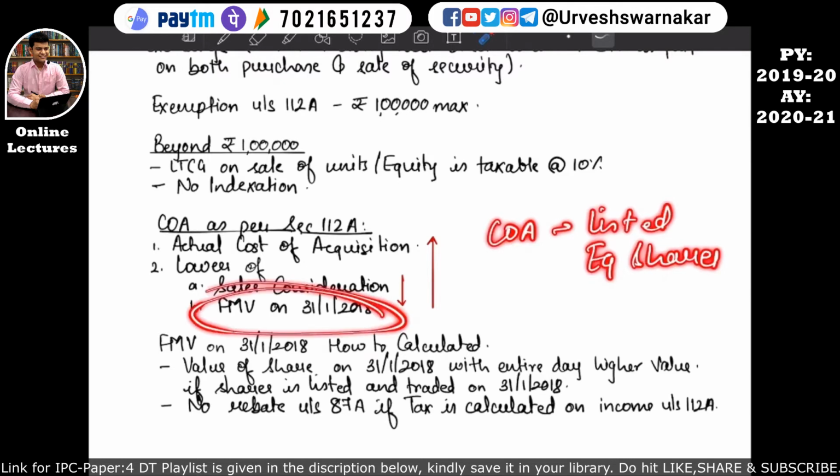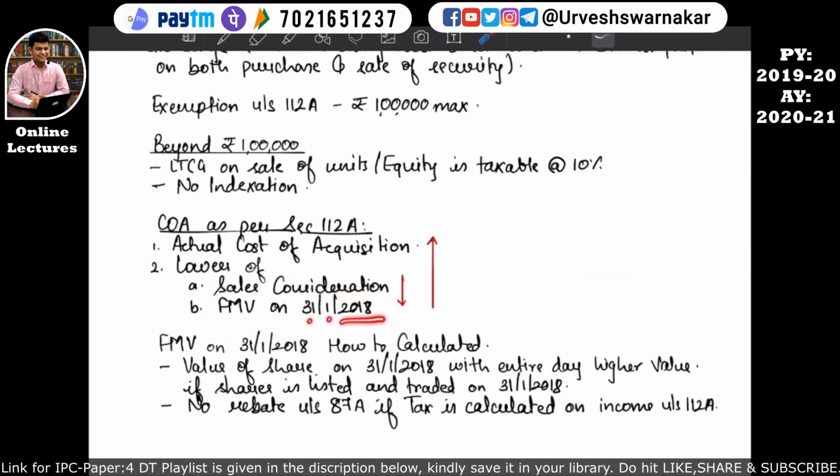But how to calculate this fair market value as on 31st January 2018? Fair market value as on 31st January 2018 will be calculated in this manner: value of the shares on 31st January 2018, with the entire day high value if the share is listed and traded on 31st January 2018. I hope this is quite clear. And no rebate under section 87A will be available if tax is calculated on income under section 112A. I hope this is quite clear to you. So let's understand this specific point. No rebate under section 87A will be available if tax is calculated on income under section 112A.